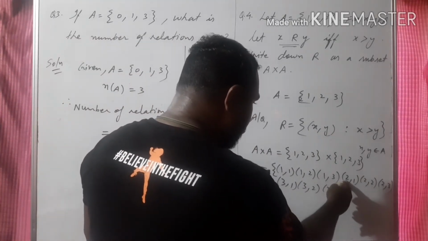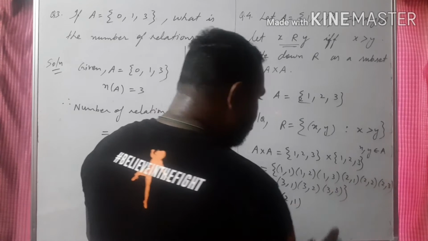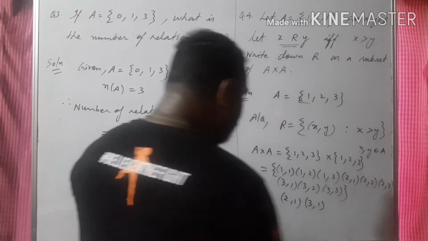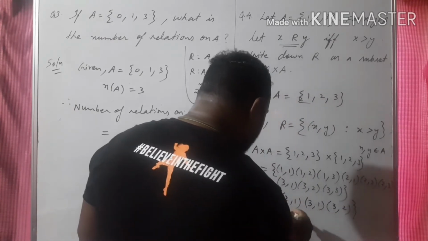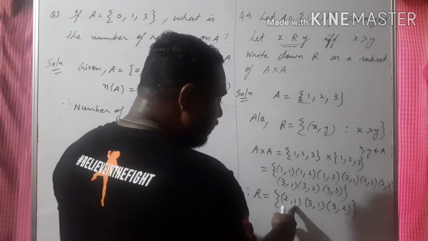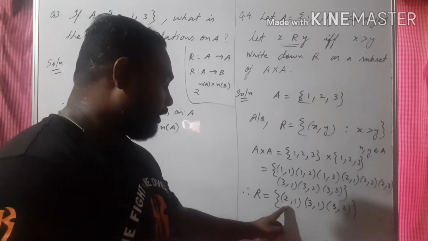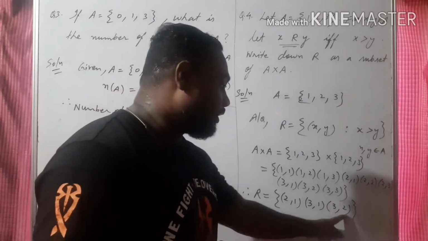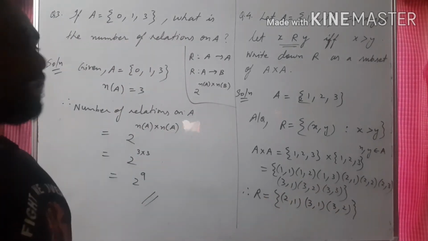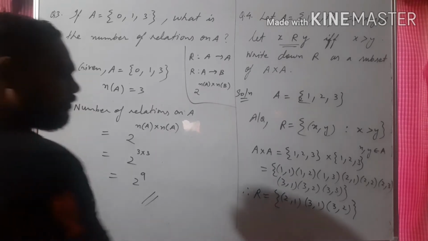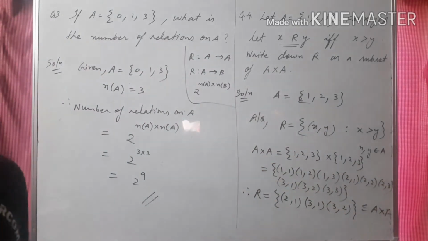So first of all I can write the element (2,1). Here I can see that x is greater than y. Similarly I can write (3,1), and similarly (3,2). So these are the 3 elements where the first coordinate is greater than the second coordinate in an ordered pair. So this is the required relation asked in the question, and it is obviously a subset of A cross A only, isn't it? So this is done.